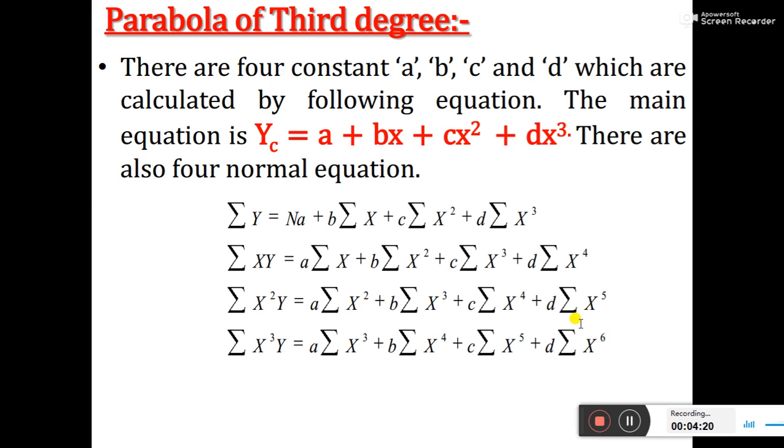Also, if you go for third degree, then you need to go for x cubed, and you also need to find the value d. Then the equation will be this one for the normal equations, because you need to find the value d also. In that way the parabola will be created.